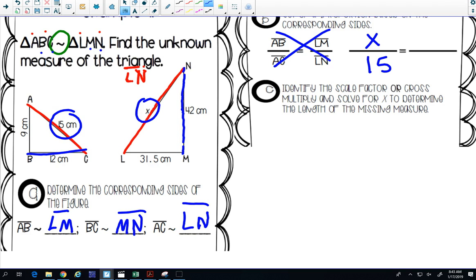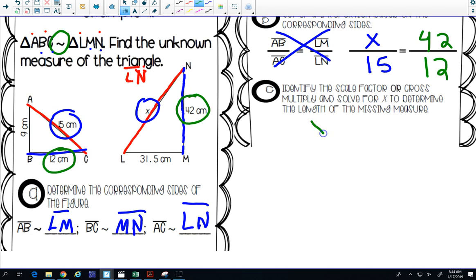And since I started with the large triangle, I'm going to start with the large triangle on the left side. So I'm going to start with 42. And what does 42 go with? 12. This one was a little tricky because not only was the triangle flipped, do you know what else was done to it? It was turned. It was rotated. So it's important that you look at the letters that are given in order to figure this out.